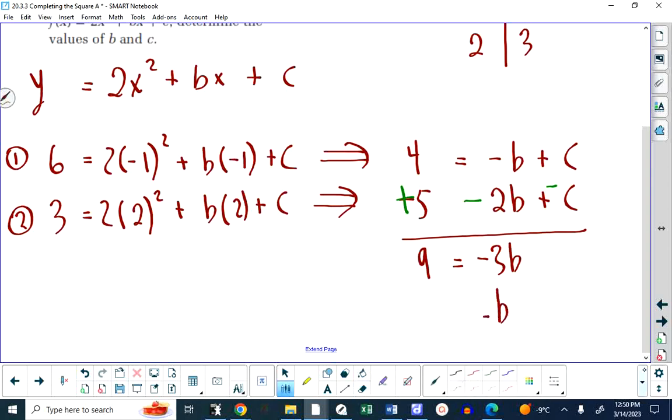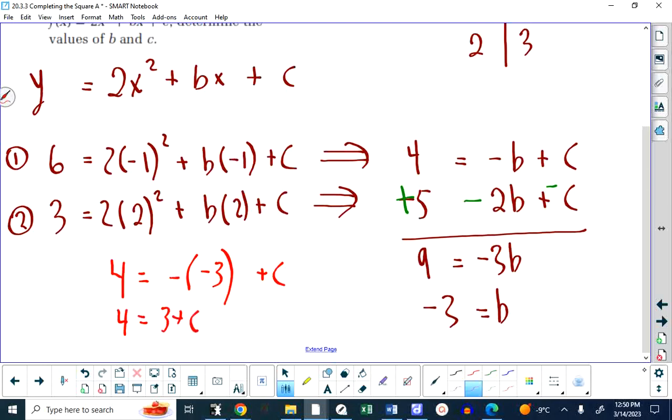So b is equal to negative 3. Now I just use whatever tools I have at my disposal to find out what c is. I'm just going to use 4 equals negative b. Oh, this is a little tricky. Negative b is negative negative 3 plus c. So I end up with 4 equals 3 plus c, and I'm pretty much done. Now I know c is equal to 1. Is that okay? Good.